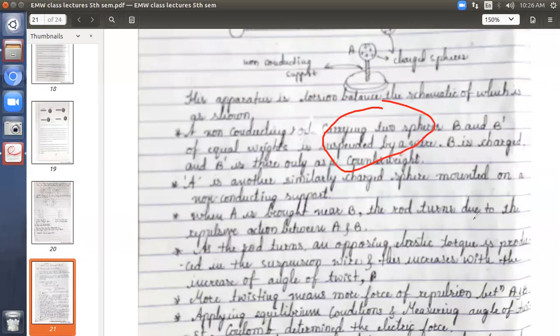If A is brought near to B, the rod turns, there is a deflection, a movement of the rod due to the repulsive action between A and B. There is a force existing between A and B, and since they both are positively charged, like charges, there is a force of repulsion. Now as this rod turns, obviously an opposing torque is produced. As there is a force, there will be a torque. And if you remember in physics, force is related to torque, which is related to momentum. All these three parameters are related. So there is a torque produced in the suspension wire.